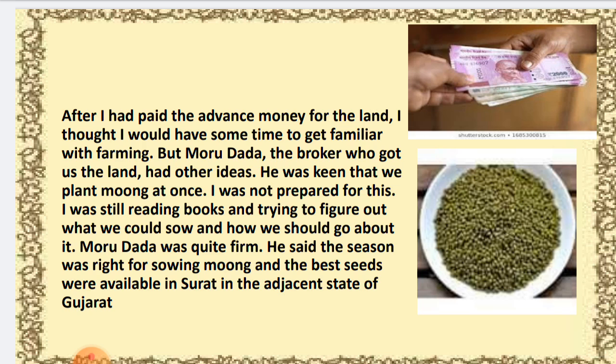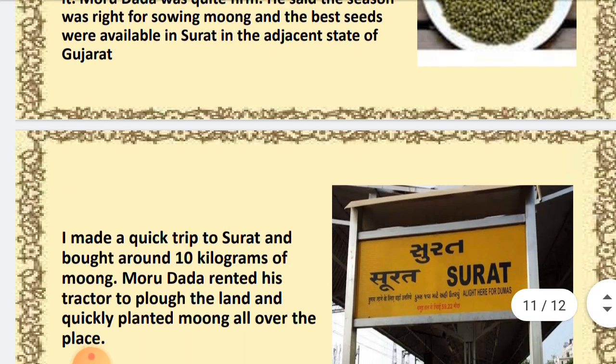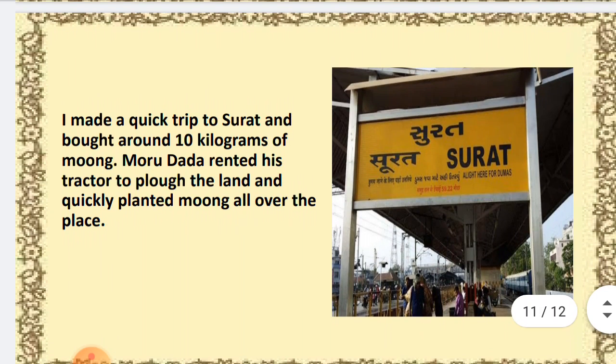So Moru Dada advised him to bring seeds from Surat, Gujarat. I made a quick trip to Surat and bought around 10 kilograms of moong. Moru Dada rented his tractor to plow the land and quickly planted moong all over the place.